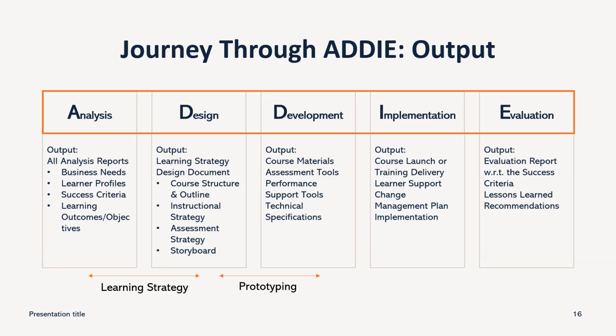Very interesting. And then here again, I'm talking about the output. For the analysis stage, what should be the output? The reports of all the analysis that we did. And that report should clearly mention, these are just key pointers: business needs, learner profiles, success criteria, learning outcomes or objectives. I'm a big fan of learning outcomes, because outcomes help us define objectives properly. Many times people focus only on objectives, but an objective is like getting an output, while an outcome is like getting a result, an impact.